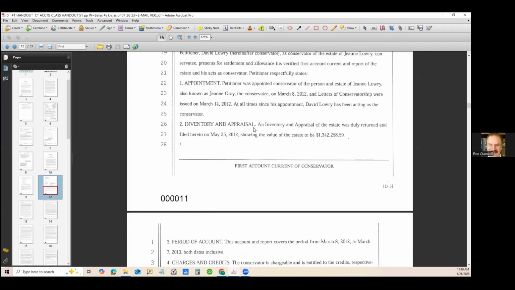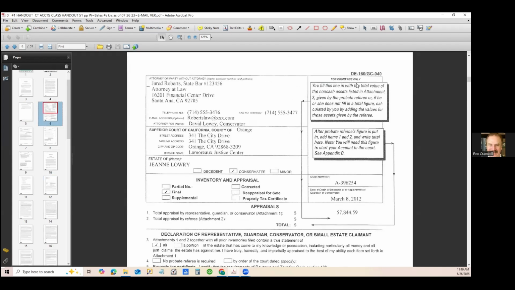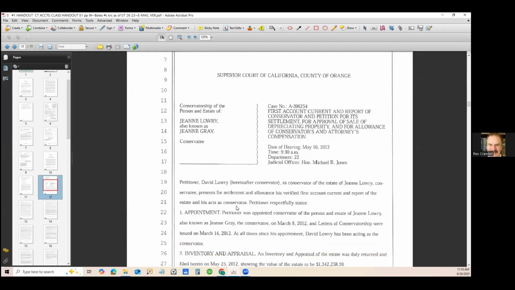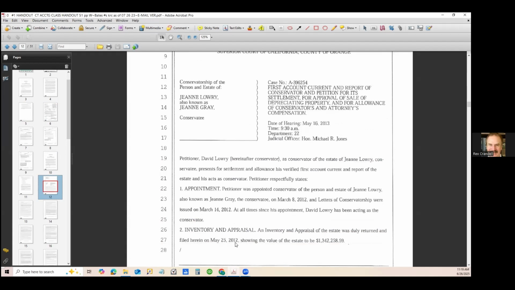So the inventory and appraisal, again, you would really only list this on your first account petition. The inventory and appraisal was turned in. What day was it filed with the court? That date will be right here. You will see a filed date. If it hasn't been filed, you shouldn't even have started the accounting. You should have said, hey, I can't start this. I need this filed or something of that nature. But that's the date that you will put, what date it was filed, the value it was showing.